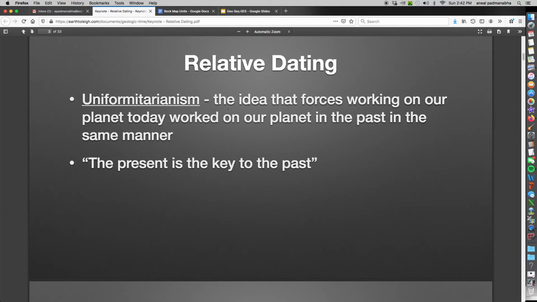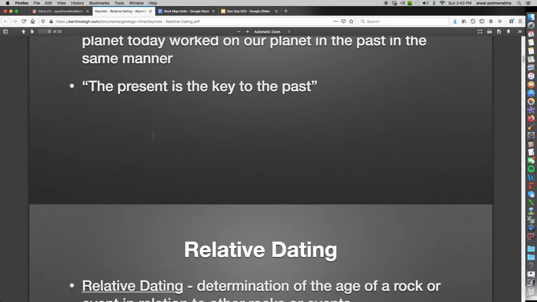So the first one is called uniformitarianism, the idea that forces that are working on our planet today have always worked in the past. So the present is the key to the past. So what does that mean? When we see beach erosion, or we see earthquakes, or we have volcanoes, all those forces that shape the landscape happened thousands, millions, and even billions of years ago. So we can interpret what happened first, what happened second, so on and so forth, because we know what processes happen today are the same things that happened in the past. And that's just the term uniformitarianism.